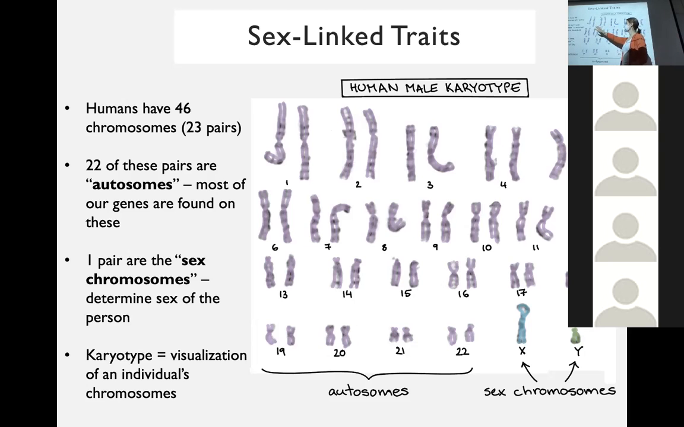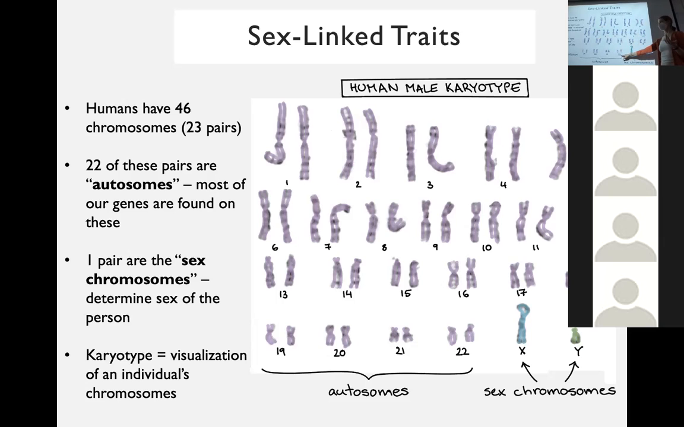So you can create what's called a karyotype, which I have down here. So this is a karyotype. It's a visualization of all of an individual's chromosomes. So chromosome 1 has specific genes on it. Chromosome 2 has other genes, and these are homologous, right? So one's from the mom, one's from the dad. There's 23 pairs. 22 of those pairs are autosomes. So 1 through 22.